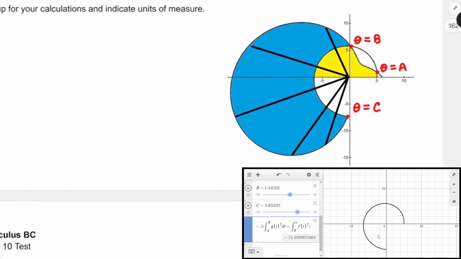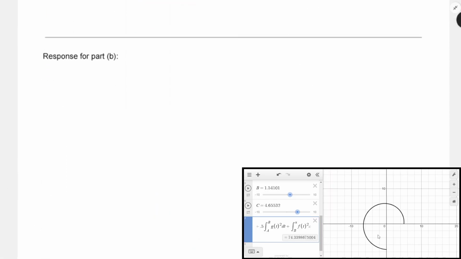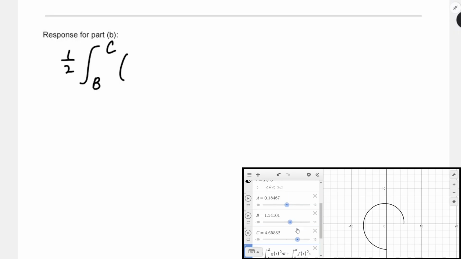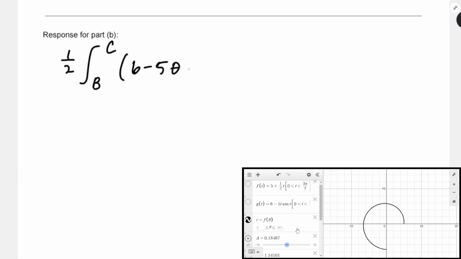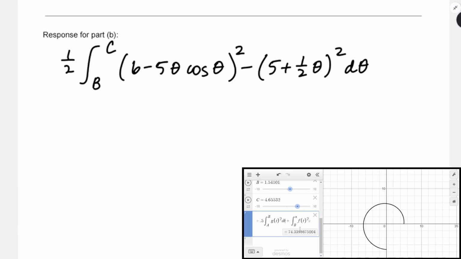And so that's going to be basically g of t squared minus f of t squared on the calculator. So for part b, I'm going to say 1/2 of the integral from b to c of, let's see, what do we call it? 6 minus 5 theta cosine theta minus 5 plus half theta squared d theta. We'll run that through the calculator.